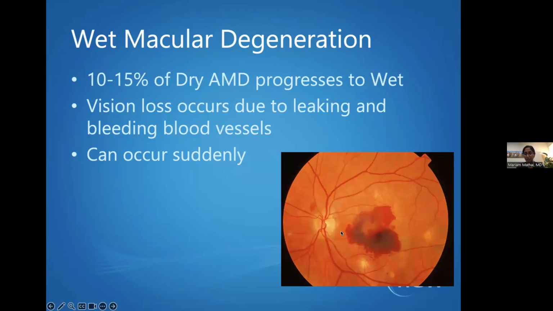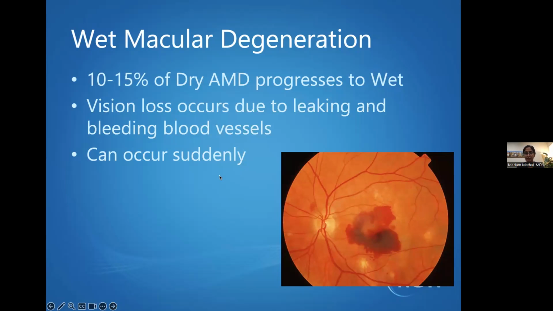It looks like this on exam. So you can see these little patchy white spots. Those are where this patient's drusen, and there's more underneath. But this patient unfortunately developed bad blood vessels that burst and bled into their retina and caused them to lose vision.